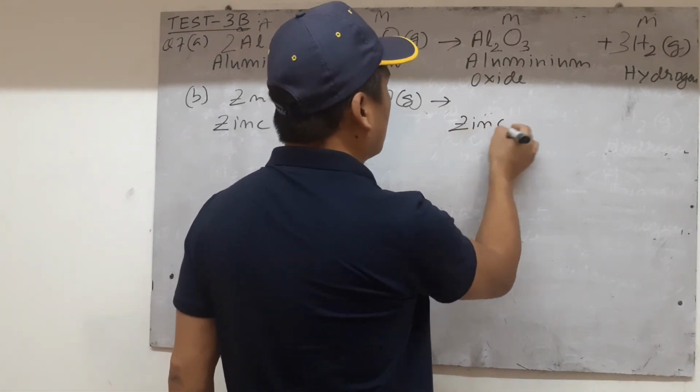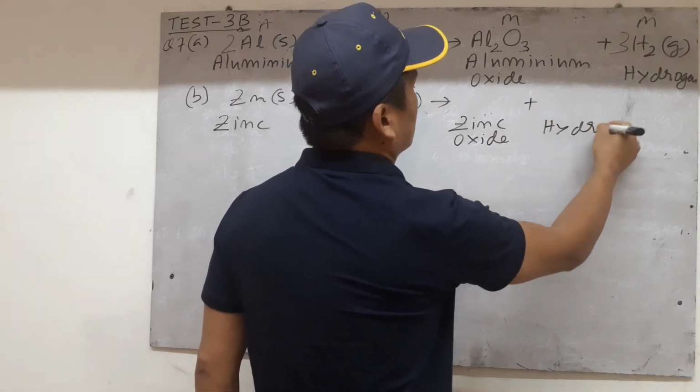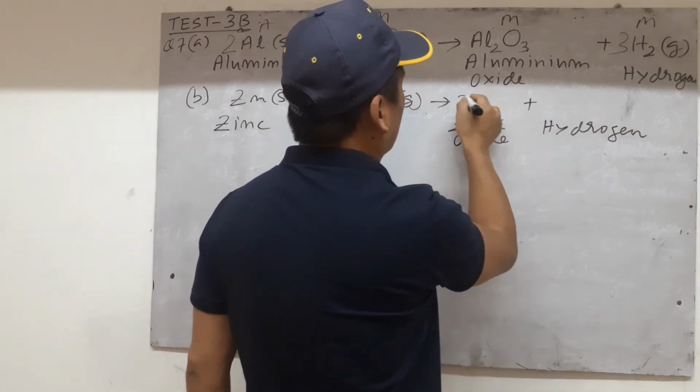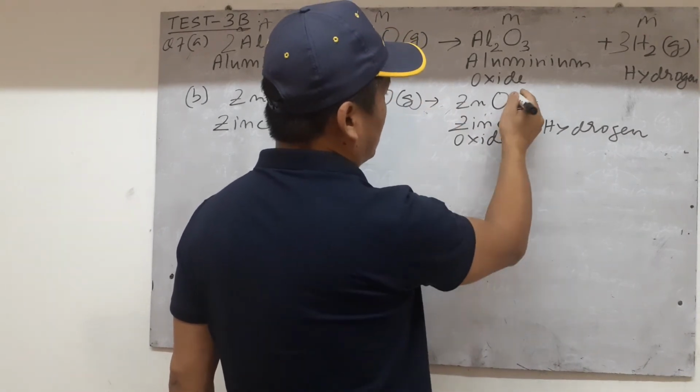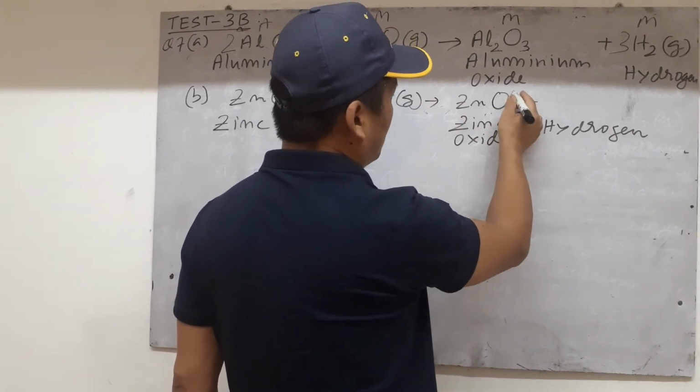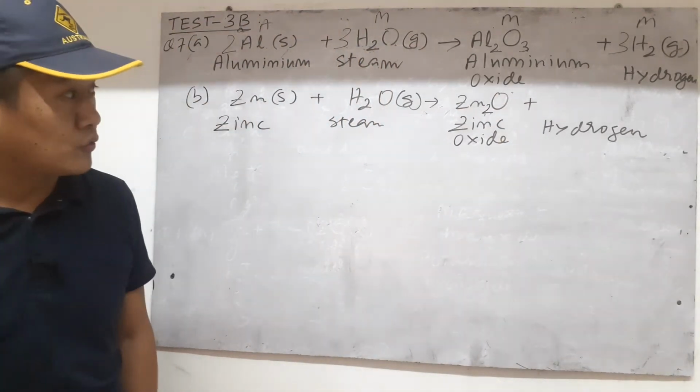Zinc oxide and then hydrogen means hydrogen gas. So Zn2 plus, O 2 minus, so 2 and 2 can cancel. 2 at the top of O will therefore go to lower backside of Zn. So Zn2O is the formula.